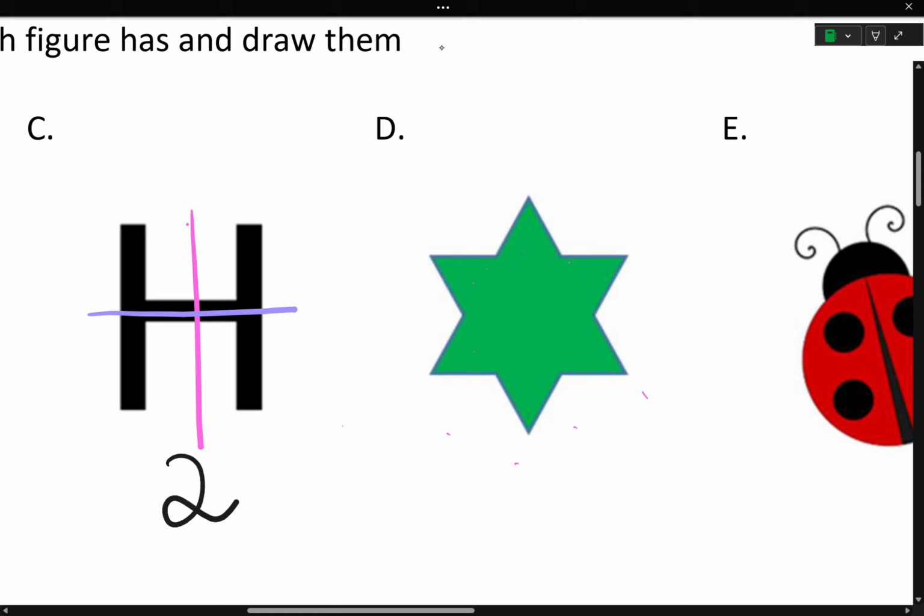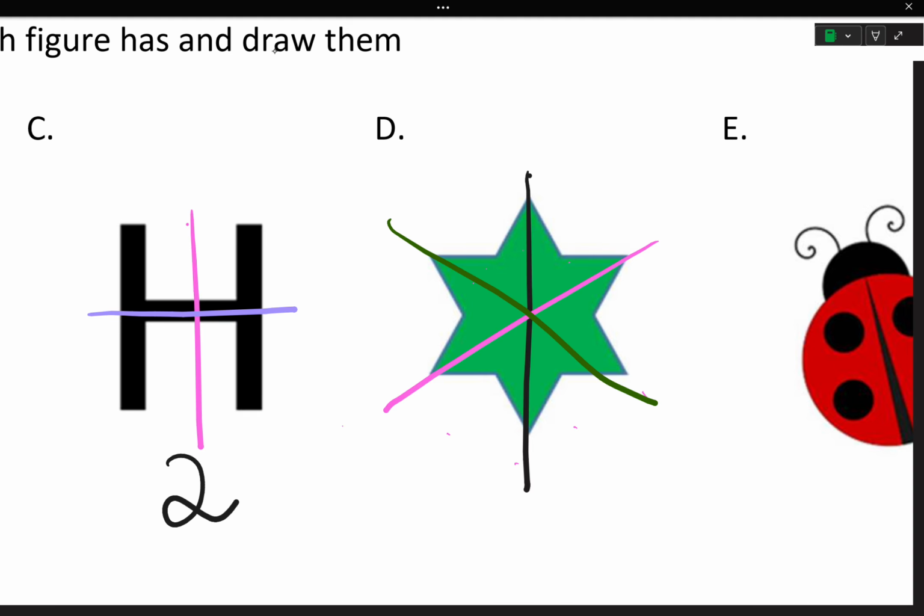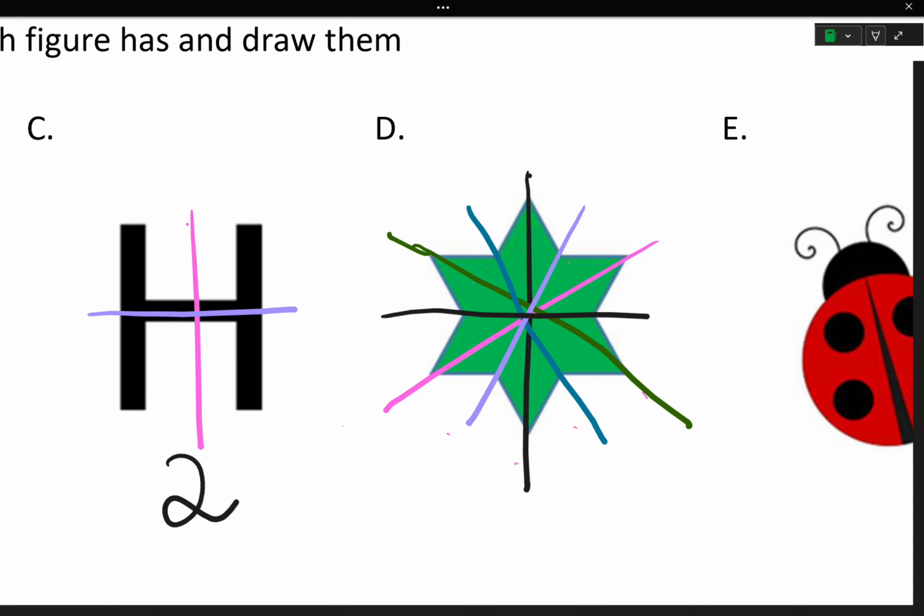Next, I have this star. There's lots. Let's see. I can cut it in half from point to point. I can do the same thing to these 2 points, and to these 2, and to these 2 points. So that's 3 lines. I can also cut it down these insides, and down this inside, and then let's reuse this color. There we go. So how many lines is that? 1, 2, 3, 4, 5, 6. There are 6 lines of symmetry.